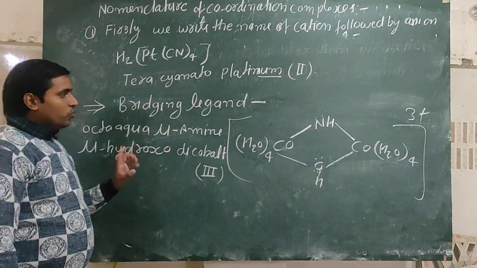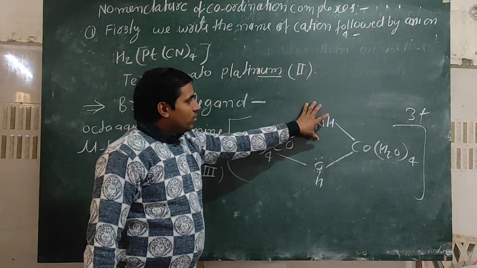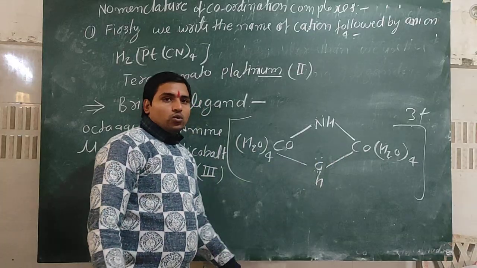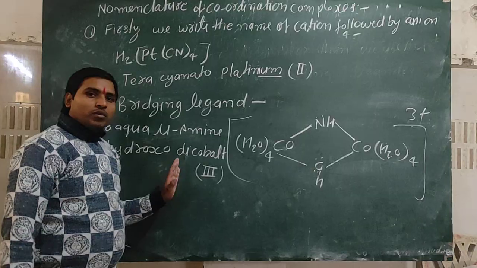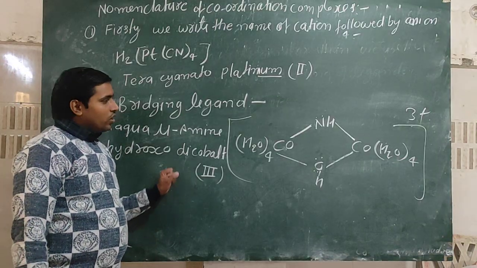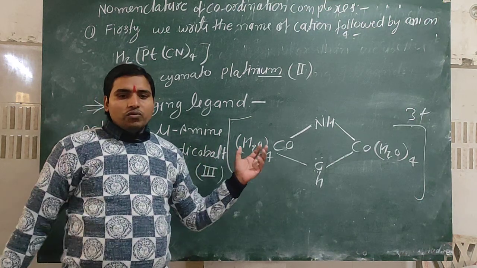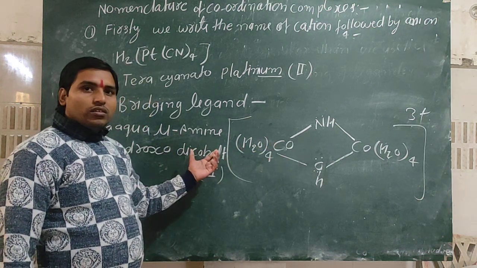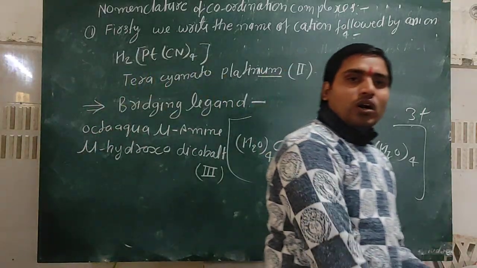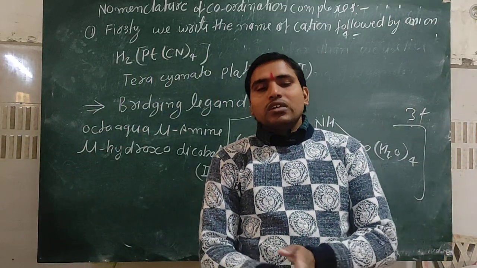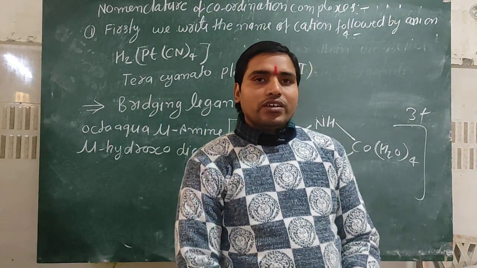Do you understand how we write the names of ligands? Bridging ligands are those in which ligands are present in between two central metal atoms. I hope you better understand the nomenclature of coordination compounds. If we know this type of rule, then we can easily understand how we write the name of a coordination complex. Thank you so much, and we will discuss another topic in our next lecture. Thank you so much.